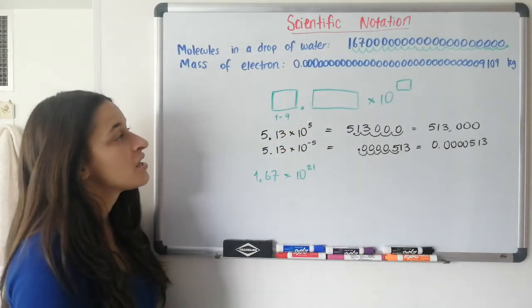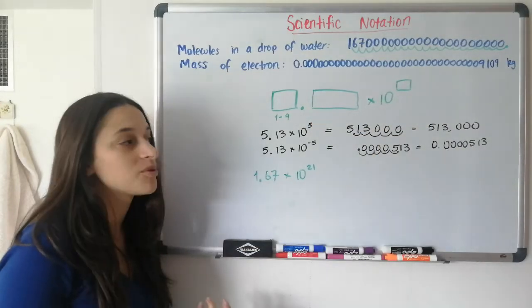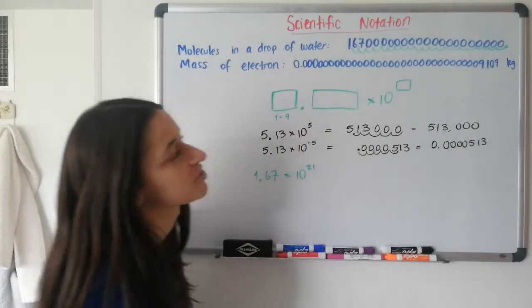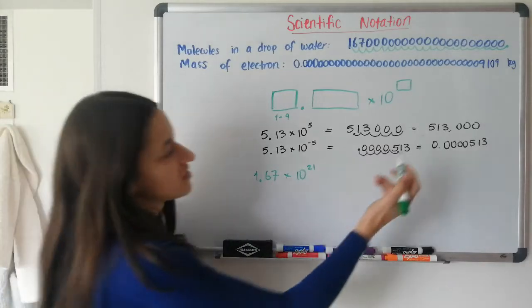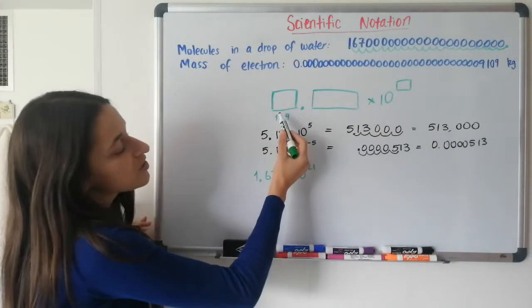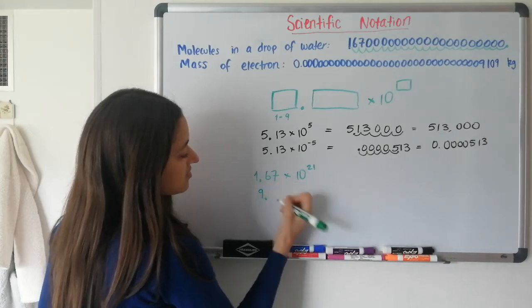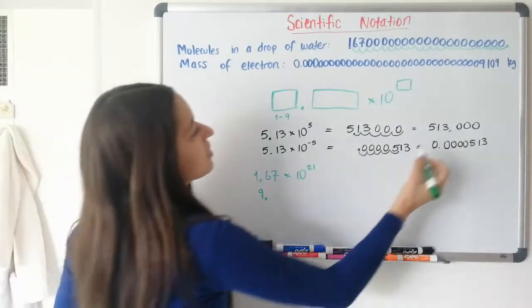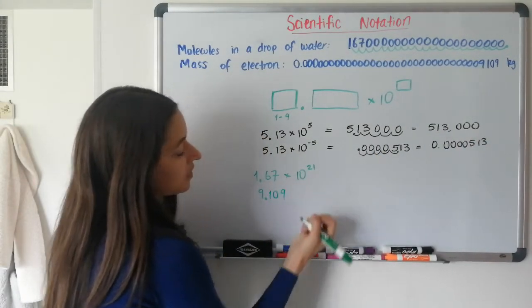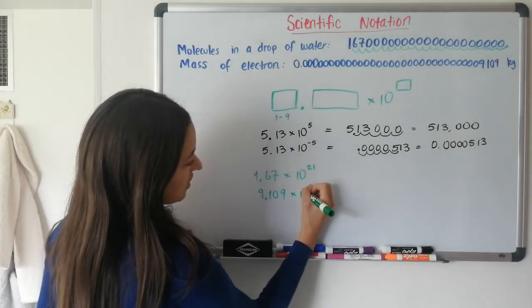Okay, and now the second one. The second one also has a lot of zeros, and the important numbers, the numbers that we care about, are here at the end. So we have a 9, a 1, a 0, and a 9. Those are the numbers that are different from 0; this 0 is important because it's between two numbers. So we can only choose one number to be here at the beginning, so that will be our 9. Then we place the decimal point, and then we put the rest of the numbers. So in this case, it's a 1, a 0, and a 9. 9.109. And now we do the times 10 to the.